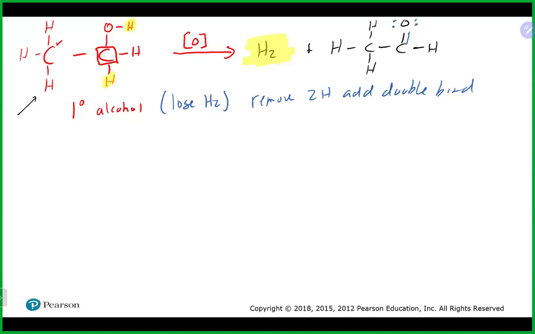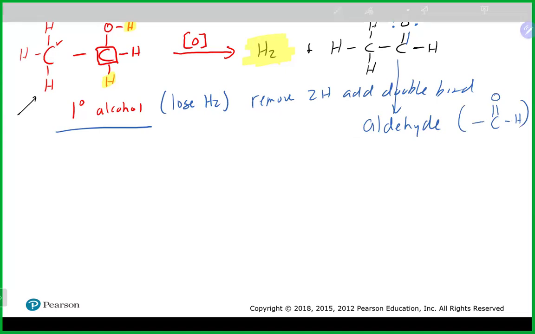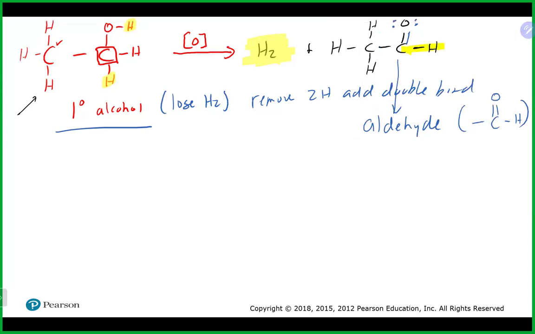Now we go from a primary alcohol in this case, and we oxidize this guy, and we get a new organic compound, which is known as an aldehyde, which has that functional group of the carbon-oxygen double bond and the hydrogen. And dare I say, it's right there at the end of the molecule, right here.